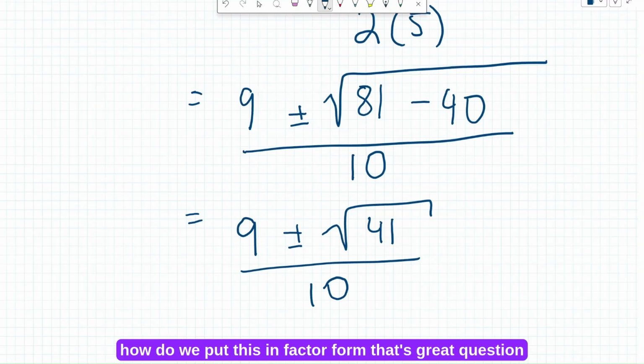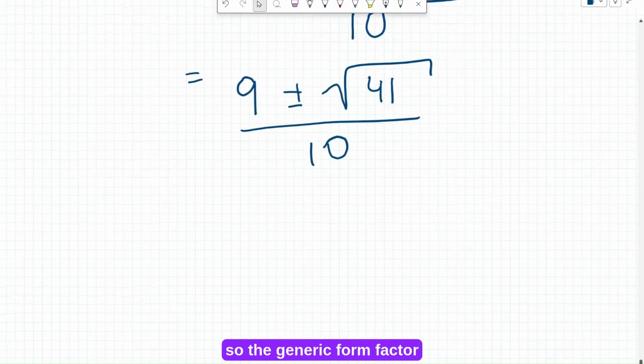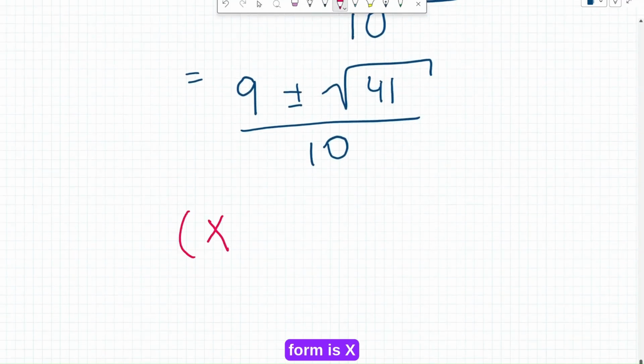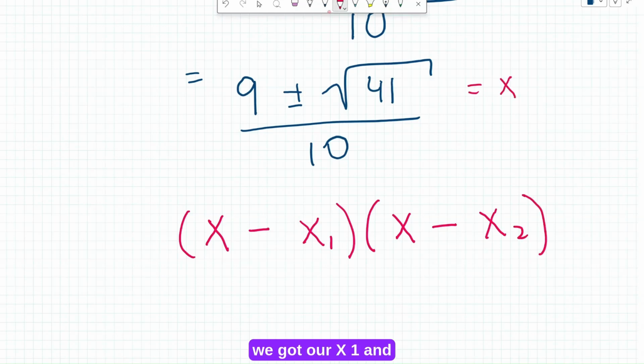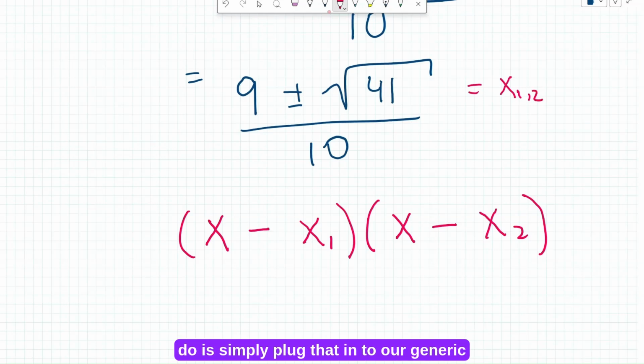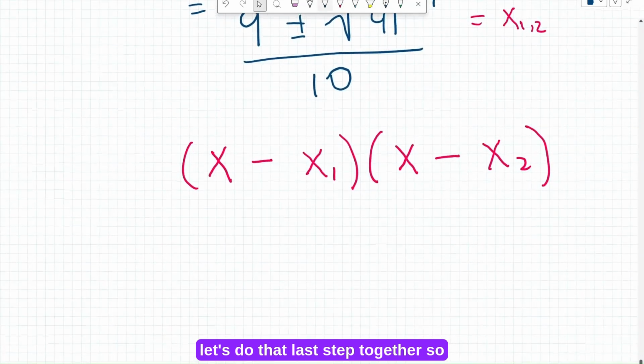But how do we put this in factored form? That's a great question. The generic factored form is x minus x1 multiplied by x minus x2. Right over here, we have our x1 and x2 values. All we need to do is plug those into our generic factored form, and then we have essentially factored our trinomial. Let's do that last step together.